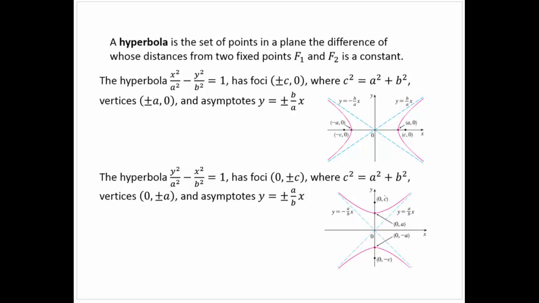Now, the way I always remember this is, if we look at the coefficients, whichever one is positive, right? So here we have the x squared over a squared, that's positive. And so it opens left and right. Whereas, if we have a y squared over a squared minus x squared over b squared, this will open up and down.